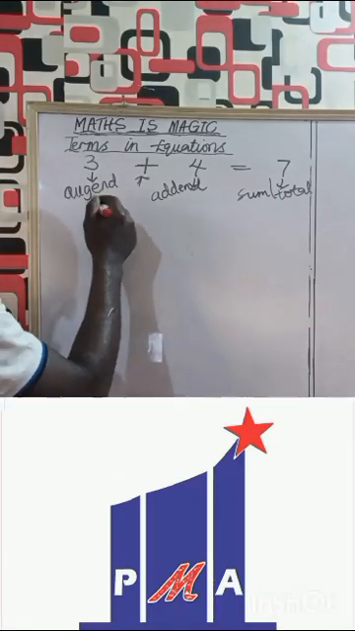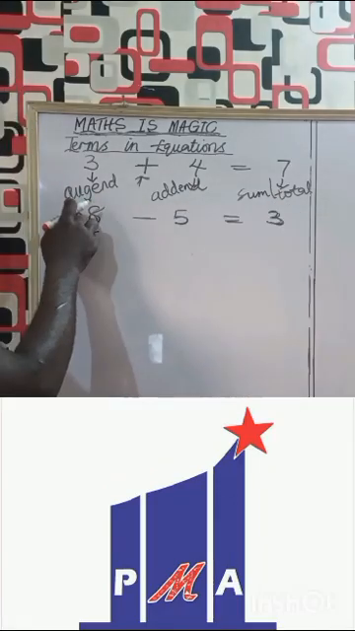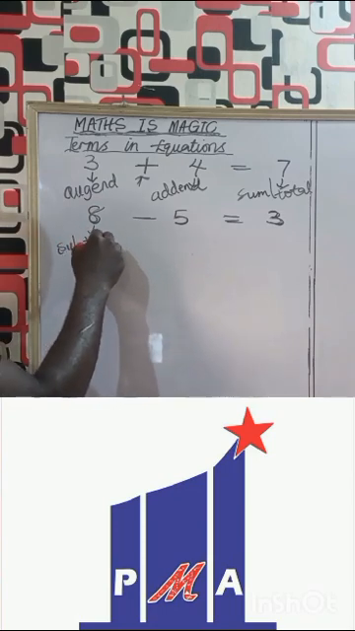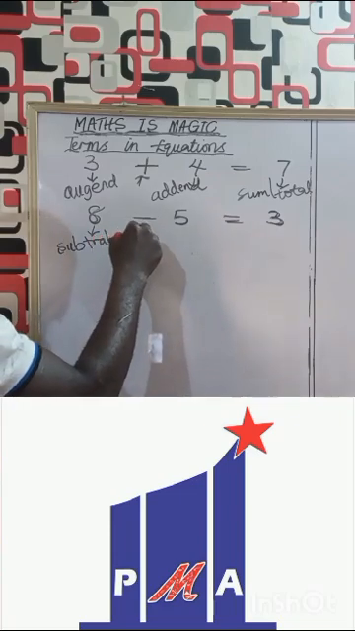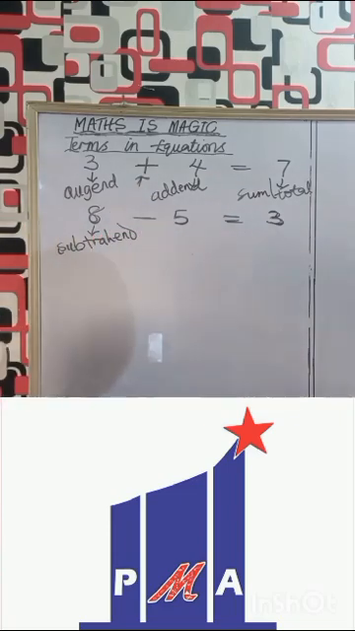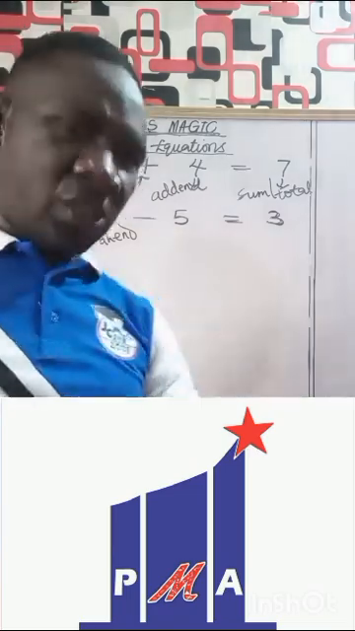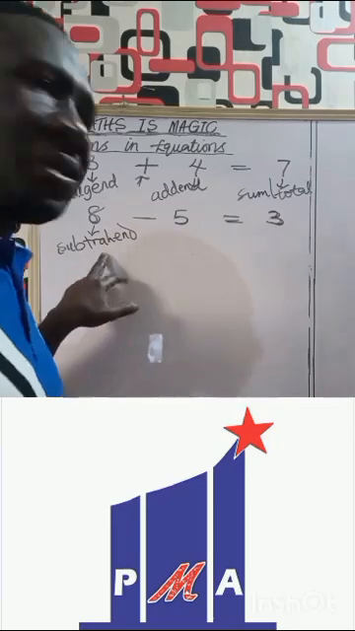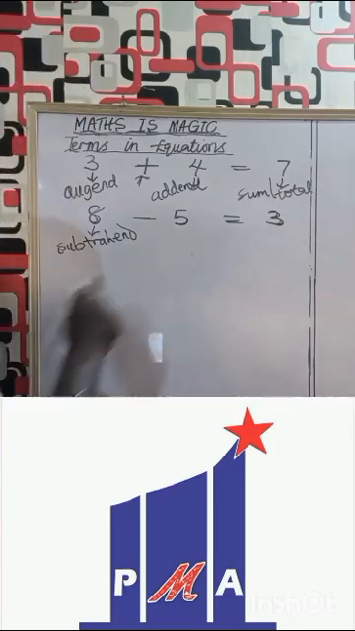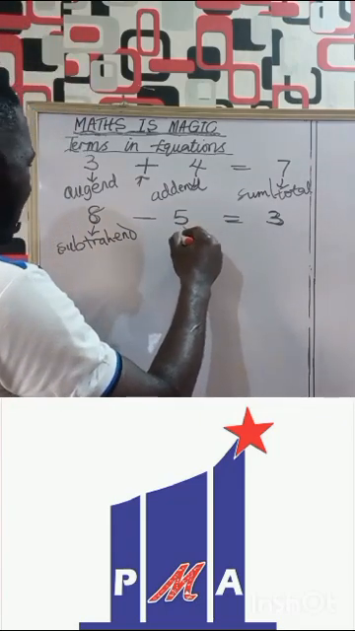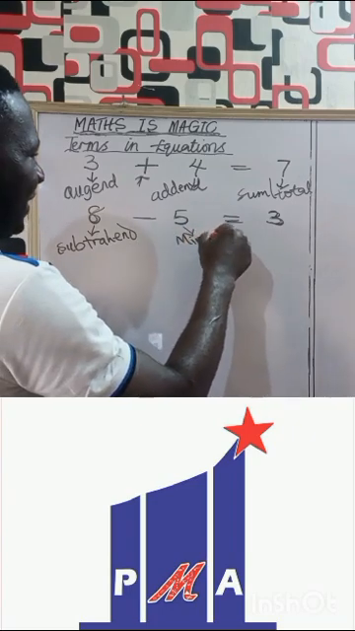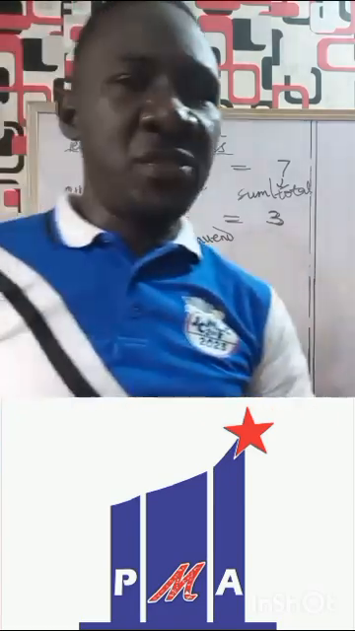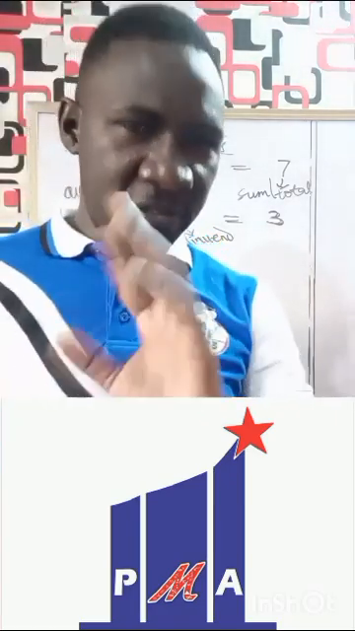In subtraction, for instance, we call this 8 the minuend, and this is called the subtrahend. The subtrahend is where the English word subtraction comes from. The minuend is where the English word minus comes from.